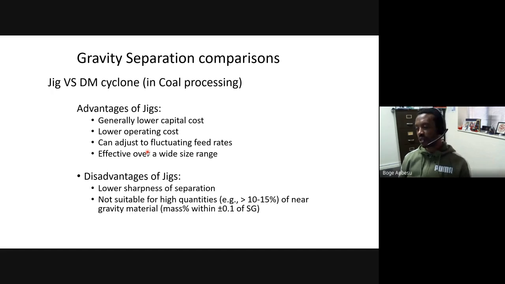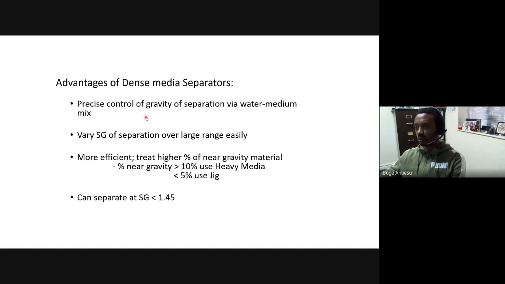As we said last week, sharpness of jig separation is very poor, especially when you have lots of near gravity material. Okay, let's say your jig is separating particles based on density, and the density is 1.5. If you have too many particles near 1.5 specific gravity, then those particles can go either way, to the sink or to the float, or in this case, if it's a jig, to the tailing or to the concentrate. So again, that is one of the issues we have with jigs, but with cyclones, that's a lot better.